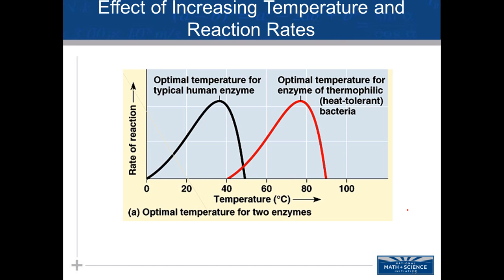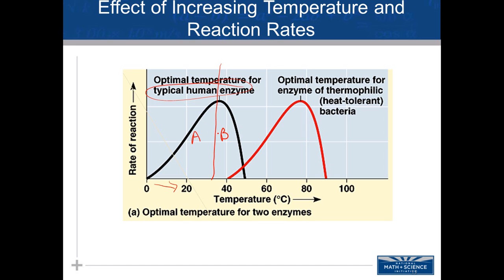So we want to examine some factors that might affect how fast an enzymatic reaction will take place. So we're going to look at this graph. We're looking at an enzyme that's a typical enzyme found in a human. And as the temperature increases, we start to see the reaction rate going faster and faster. And then we start to see the reaction rate plummet. So there's two parts to this graph. There's part A and part B.